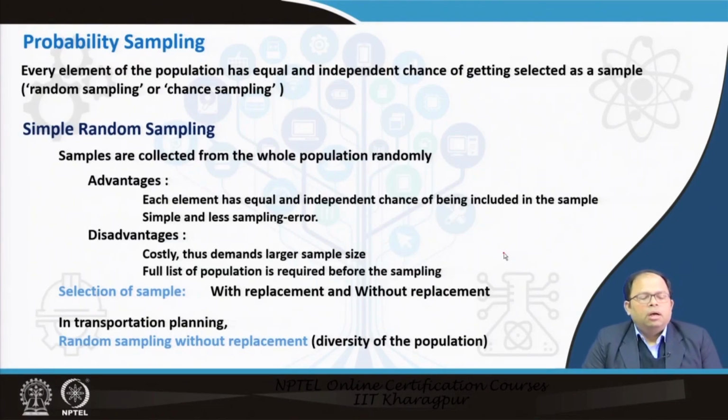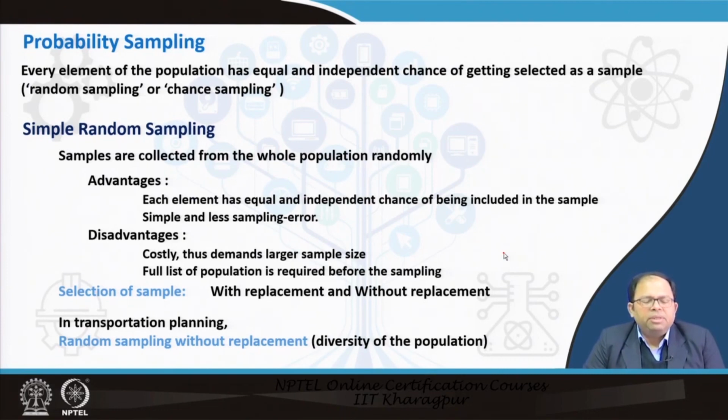So when we talk about probability sampling, we can say that every element of the population has an equal and independent chance of getting selected as a sample, and it is called random sampling or chance sampling. This is the most common form of sampling that people undertake. Of course, there are different types of probability sampling. We will go into each one of them in detail.